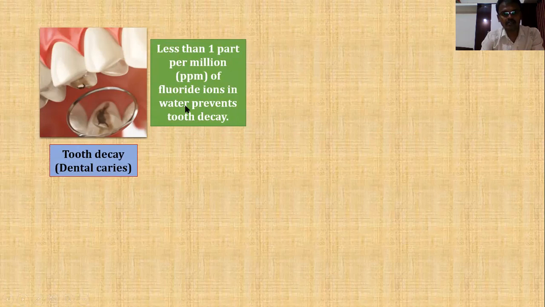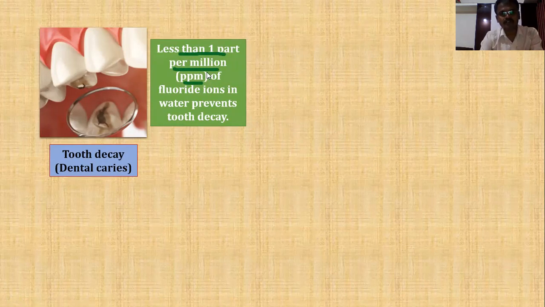If the fluoride ions present in water are less than 1 part per million, then that will prevent tooth decay. That means consumption of fluoride ions dissolved in water is essential to prevent tooth decay, but that amount should be less than 1 part per million. Right? So this is very important. It should be less than 1 part per million, and we will be learning more about ppm. It is a way of expressing the concentration of solute in solution, right?